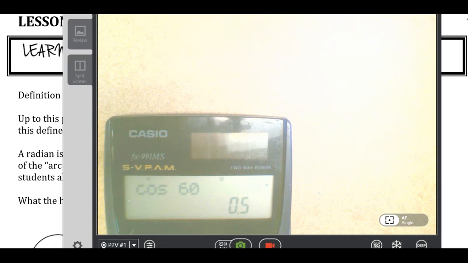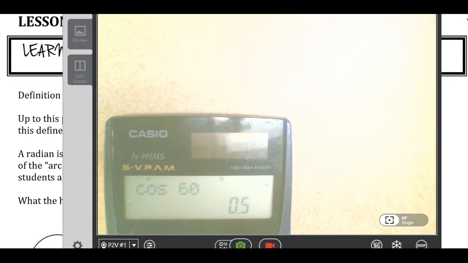That is a great test to make sure that your calculator is in the right mode. This is cosine of 60 degrees. It should give you 0.5. If you look at the special triangles, you'll see why. Awesome. That means my calculator is in degree mode.